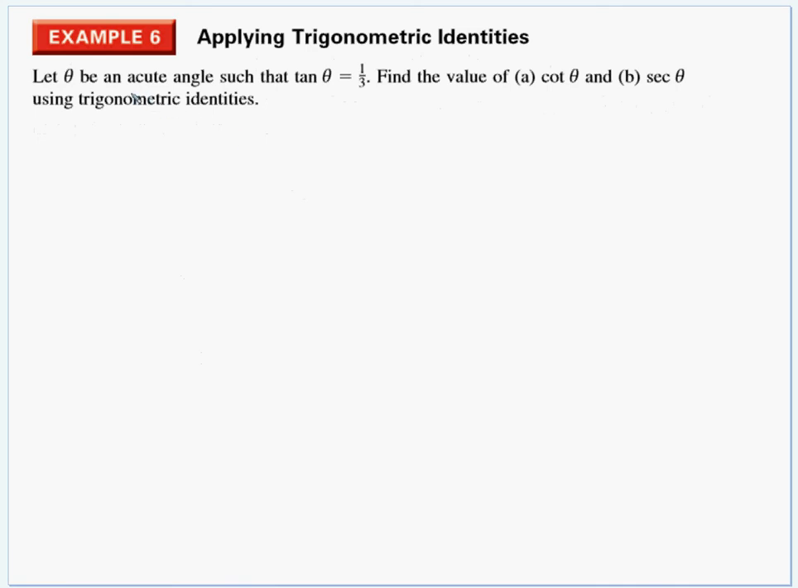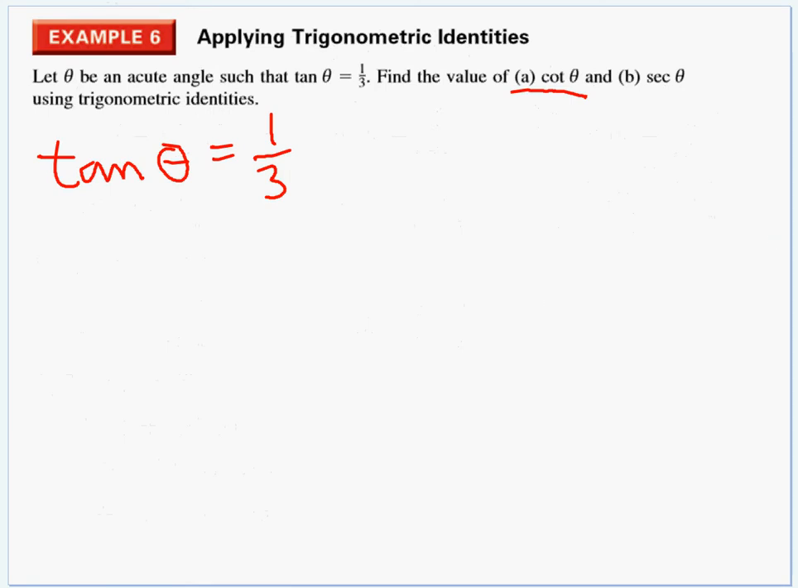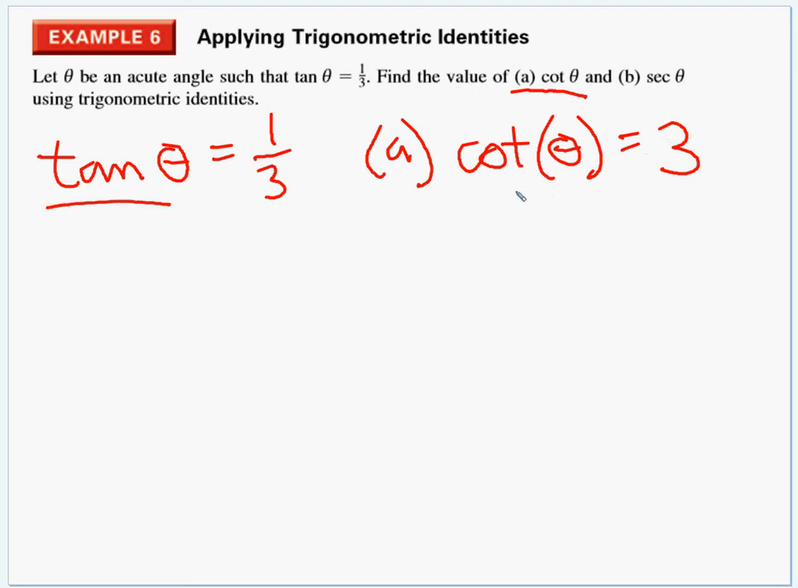Now in this one, it's similar. Let theta be an acute angle such that tan is 1/3. So I'm going to write that here. Here's our given info. Tan is 1/3. They want us to find the value of cotan. That's going to be an easy one. Let me back up here. Tan and cotan are reciprocals. So if I've got the tan, I just flip it over to get cotan. If I've got cotan, I flip it over to get tan. So the easiest one to find here is just the reciprocal. If tan is 1/3, then part A, cotan of theta, is 3/1 or 3. So we've got tan and we've got cotan.